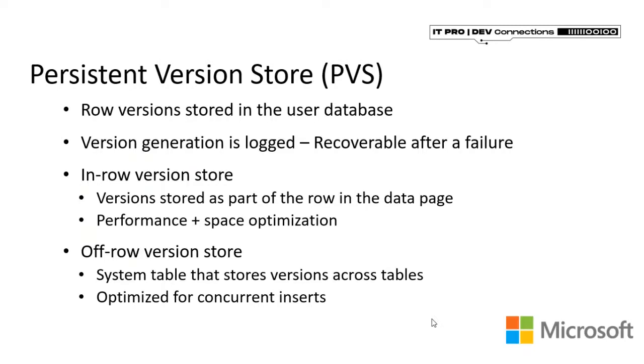And then we have the off-row version store, which seems a lot more like the traditional version store in tempdb, where we actually store the full row versions. In this case, we store them in a system table in the user database. This is a heap table in the sense that it doesn't have any indexes, but it's highly optimized for concurrent inserts. And that's an area where we have been investing a lot to make this as fast as possible to minimize the impact for your workload. So we'll pre-allocate space and do a lot of magic to make sure that these inserts into the version store are rocket fast.